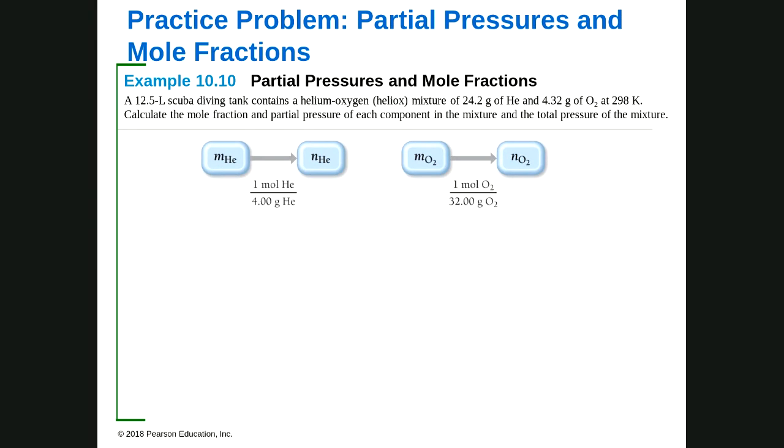So a 12.5 liter scuba diving tank contains a helium oxygen mix of 24.2 grams of helium and 4.32 grams of oxygen at 298 K. Calculate the mole fraction and partial pressure of each component in the mixture, and then the total pressure of the mixture. Okay, so I know it seems like it's got a lot of words, but let's pull everything out and see what it gave us.